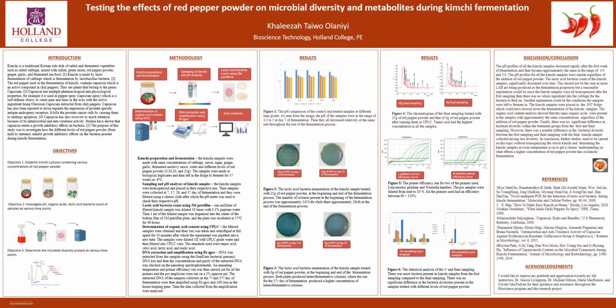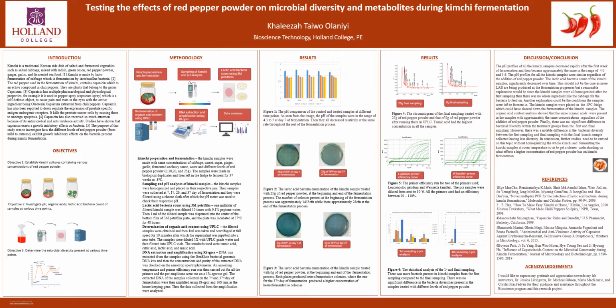at different time points. As seen from the image, the pH of the samples was in the range of 4.5 to 5 at the 7th day of fermentation. Then they all decreased at relatively the same rate throughout the rest of the fermentation process. So that means there was no difference between the different levels of red pepper powder and the pH of the kimchi samples that were fermented.